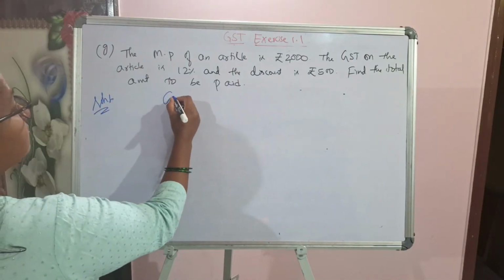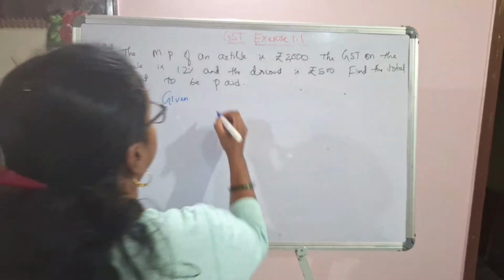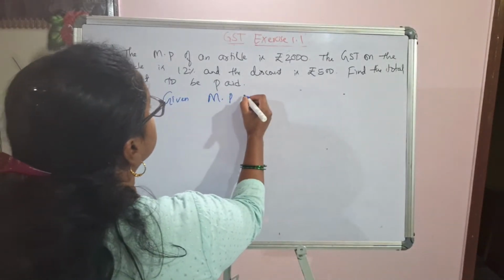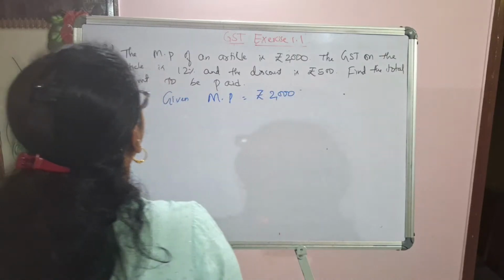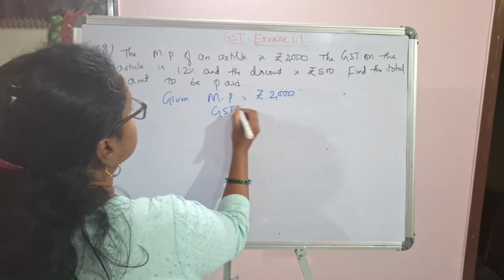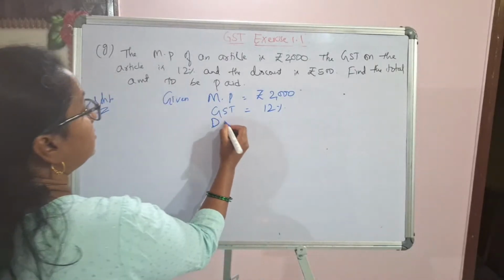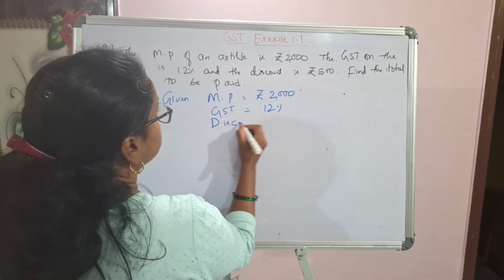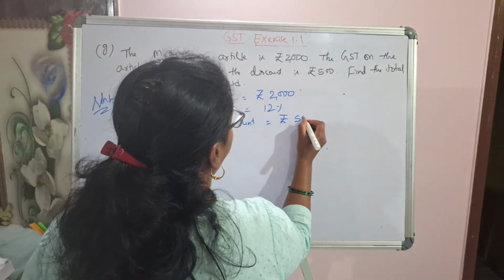Given that the market price of the article is rupees 2000, and the rate of GST is 12%, and the discount is equal to rupees 500.